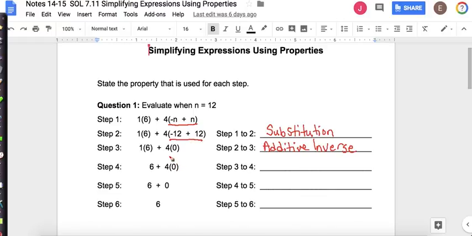So now we have to see how we get from step 3 to step 4. I noticed the 1 times 6 was replaced with a 6. So that is the multiplicative identity. Because the multiplicative identity says when you multiply a number by 1, you get the same number.